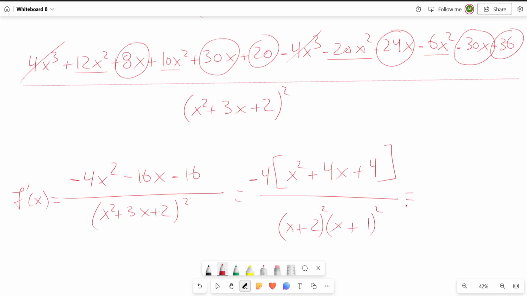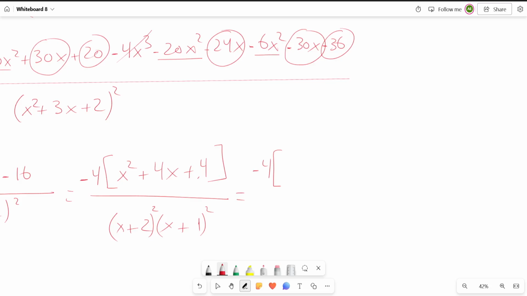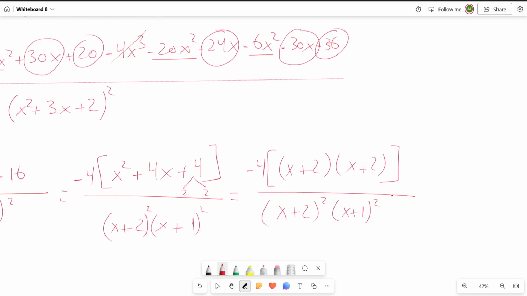So over here, this is going to be minus 4 into, let's factorize this again. Two factors of 4 that add up to 4, so there are 2 and 2. So I'll do 2 brackets, x and x, 2 and 2, they both copy the middle sign. So this is what I have over here: x plus 2 squared into x plus 1 squared. So this is my first derivative over here.